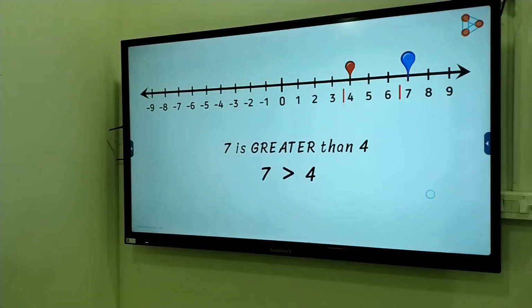So if we want to compare any two integers on the number line, the integer to the right will always be greater than the integer to its left. Understand it well. 7 lies to the right of 4 on the number line, and it's greater than 4.